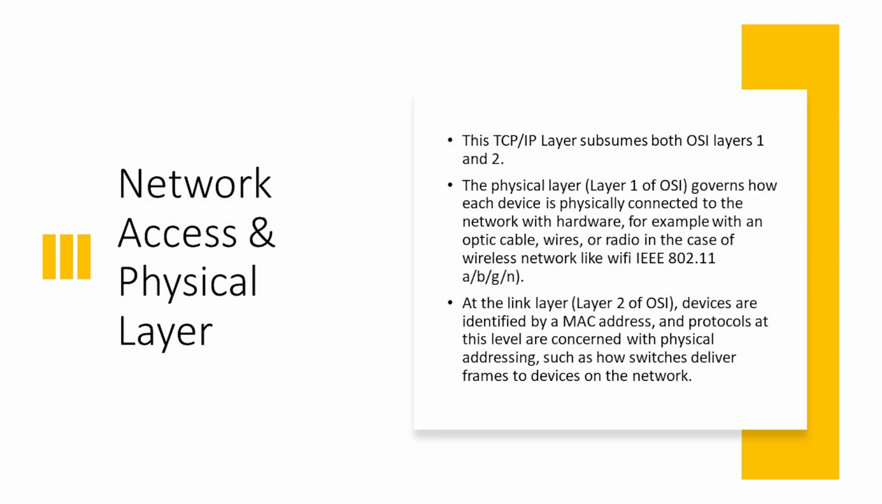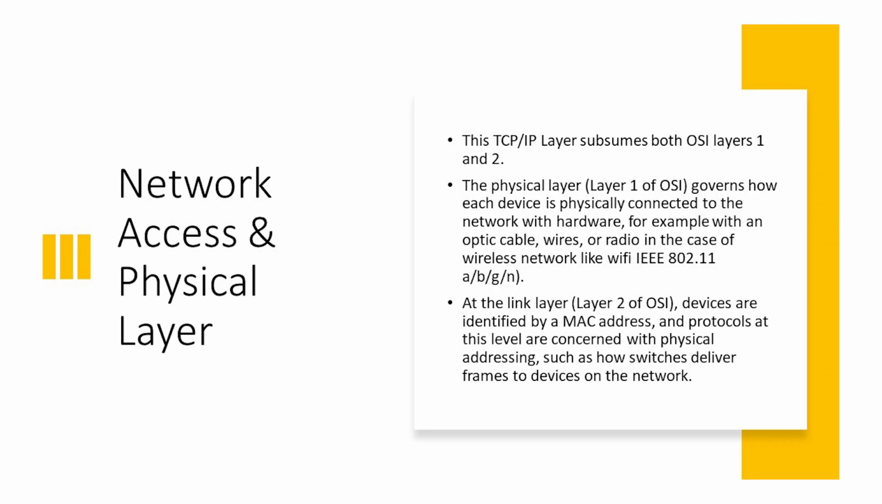How can you give a physical address, a MAC address, to each device, and how do switches deliver frames to devices on the network? So, how are the frames transmitted, frame by frame, on the network using switches? Okay. So, it is all about the physical units in this layer. Make sense? Network access and physical layer.